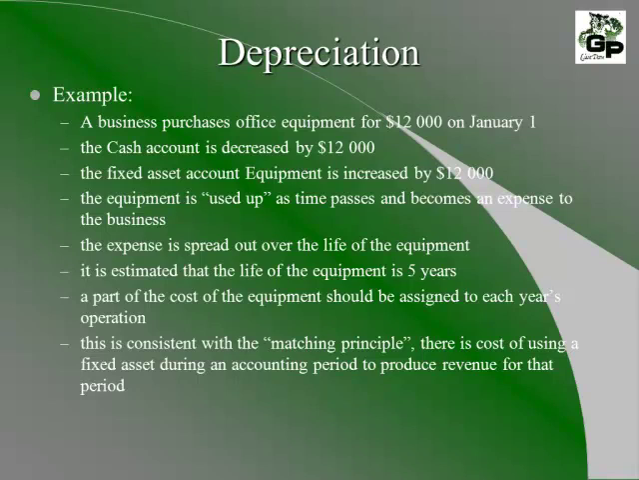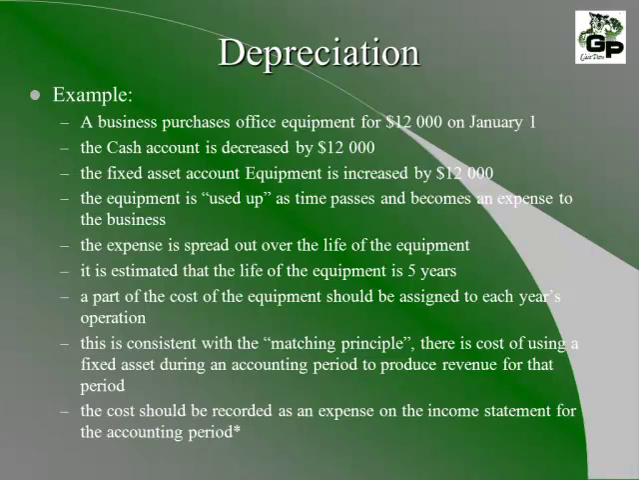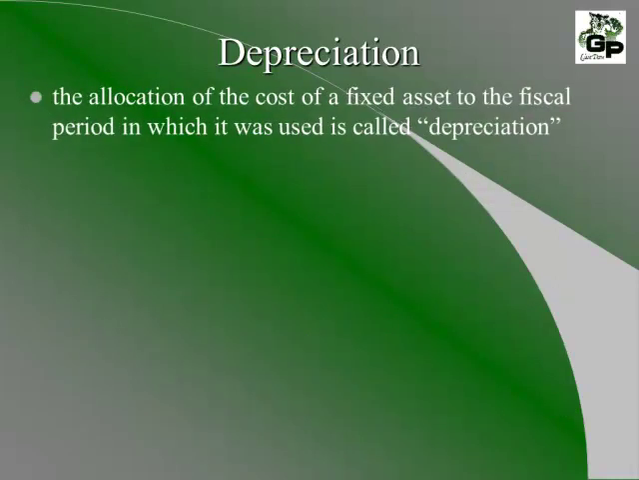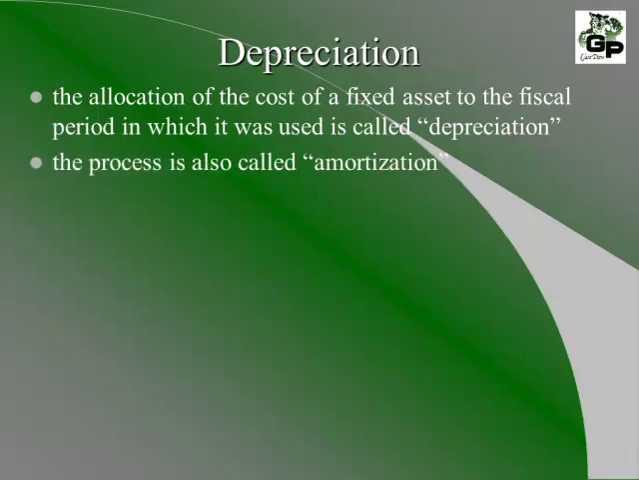There is a cost of using a fixed asset during an accounting period to produce revenue for that period. The cost should be recorded as an expense on the income statement for the accounting period. This allocation of the cost of a fixed asset to the fiscal period in which it is used is called depreciation. The process is also called amortization.